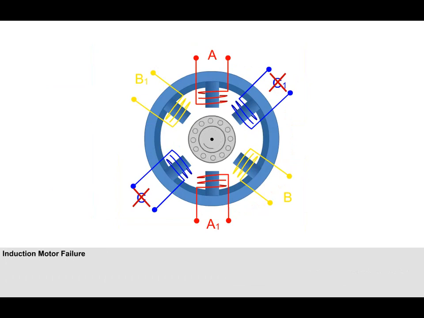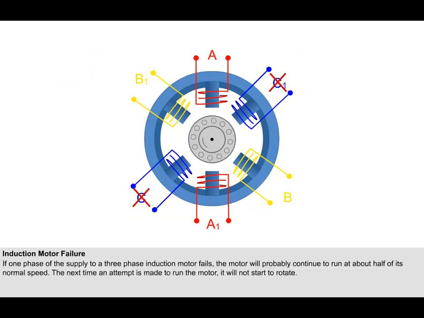Occasionally, the failure of one phase of the supply to a three-phase induction motor does happen. If the motor is lightly loaded, then it will probably continue to run at about half its normal speed. The fault usually becomes apparent the next time an attempt is made to run the motor, when it will not start to rotate.